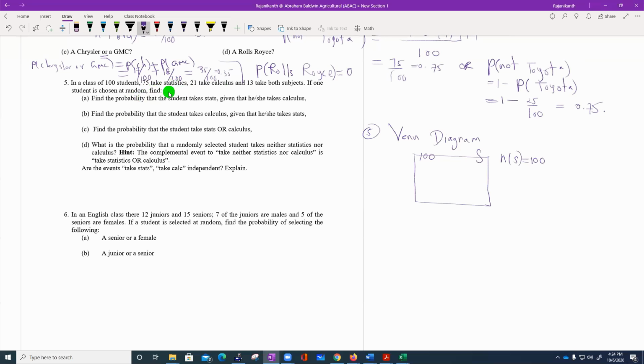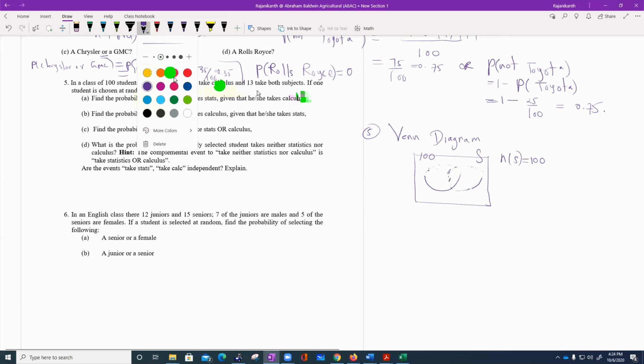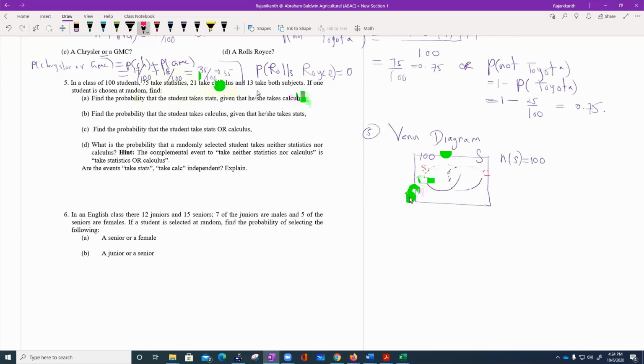You see here, there are two events. One is getting the statistics subject, another one is the calculus subject. So only two possibilities, and I'm just drawing two circles. I'm taking this as S and this as C. Here S stands for students getting statistics, and C stands for calculus.